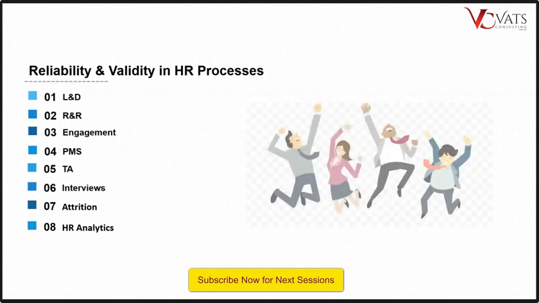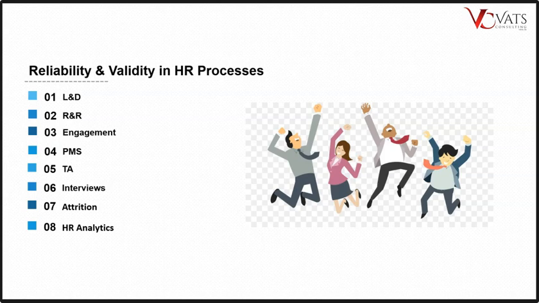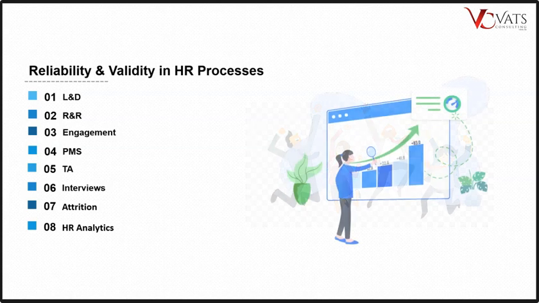Now in engagement, whether you can keep people engaged for the long term, this is consistency, this is reliability. And whether the engagement program is actually creating some kind of engagement, or it is just bringing in some fun element, this is validity. PMS.